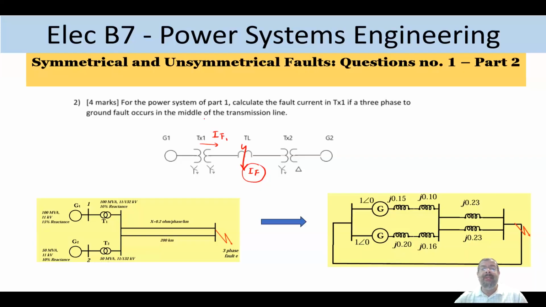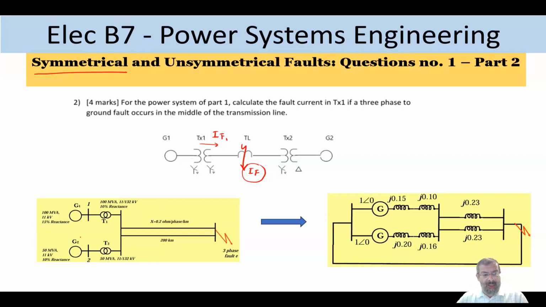And this is basically a question about the symmetrical fault. When we have a three-phase to ground fault, we call it a symmetrical fault. And as a result, the system stays balanced, and we work on a single-phase circuit, and we work only on the positive sequence. Because if the system is balanced, there are no zero sequence or negative sequence components, and we only have the positive sequence.